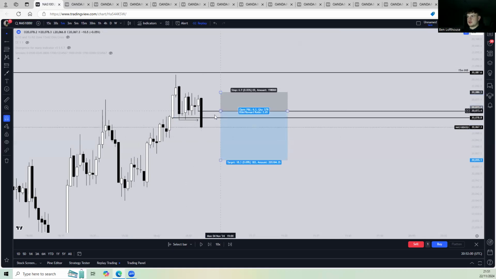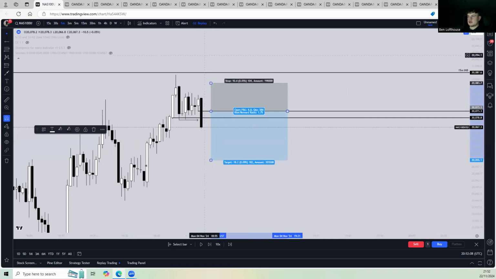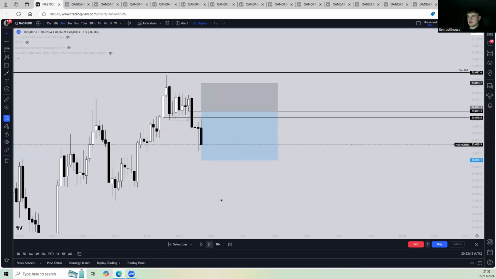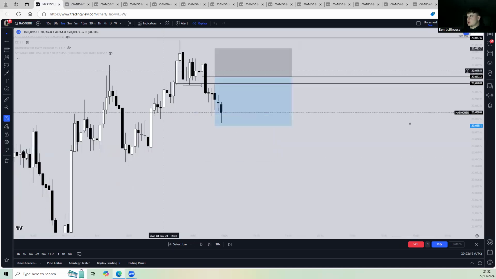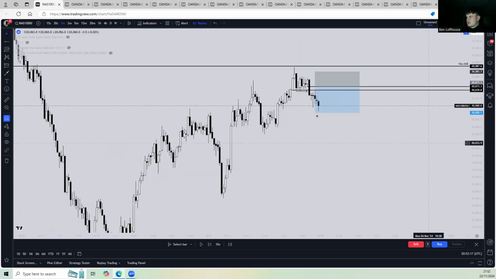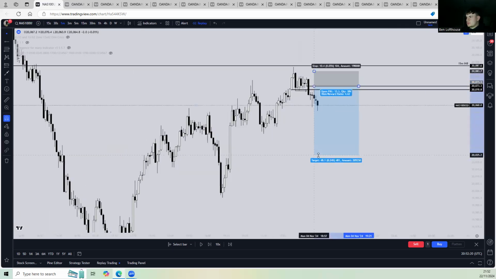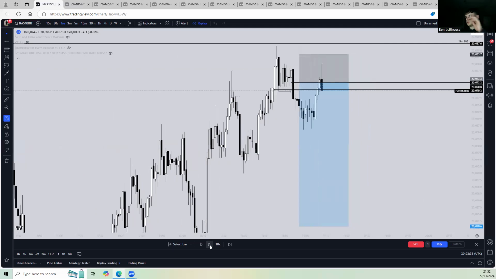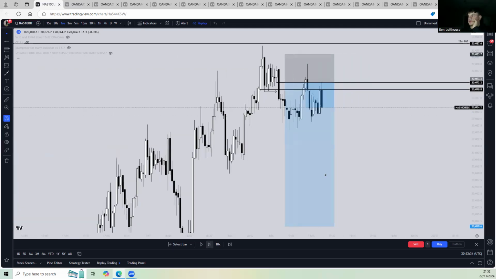So, what I'd probably do is because that's quite a small stop loss, I always pad. So, push down a bit. And then again, I'll stick to the 1 to 5. So we're in, there we go.